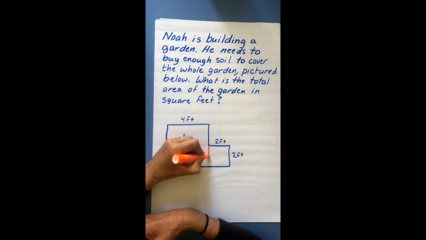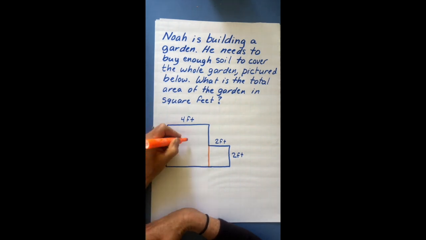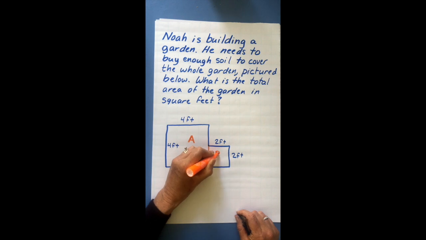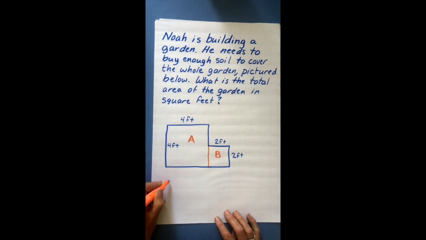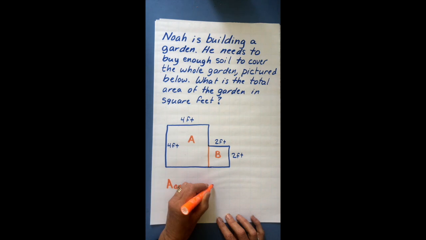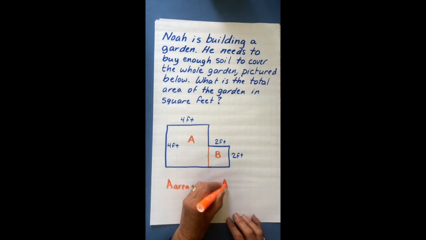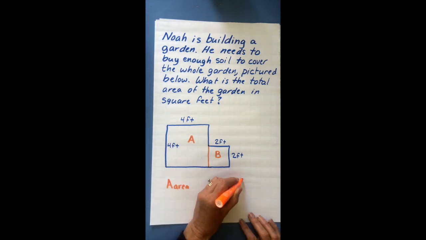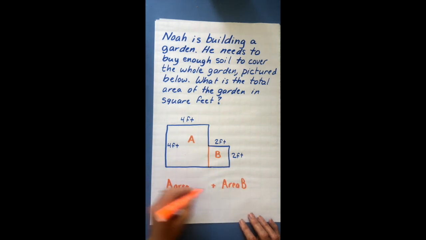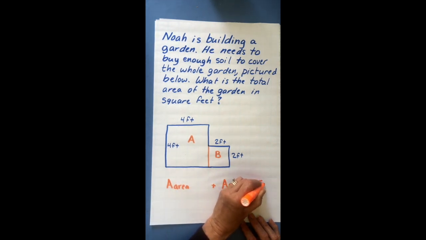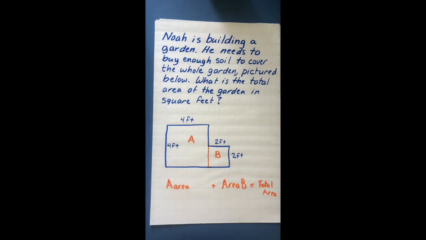So we need to divide it into two rectangles. So I think I'm going to just draw a line here. And I'm going to say this is shape A and this is shape B. So if I add the area of A plus the area of B, I will get the total area. But before we do that, we first have to find out the area of A.